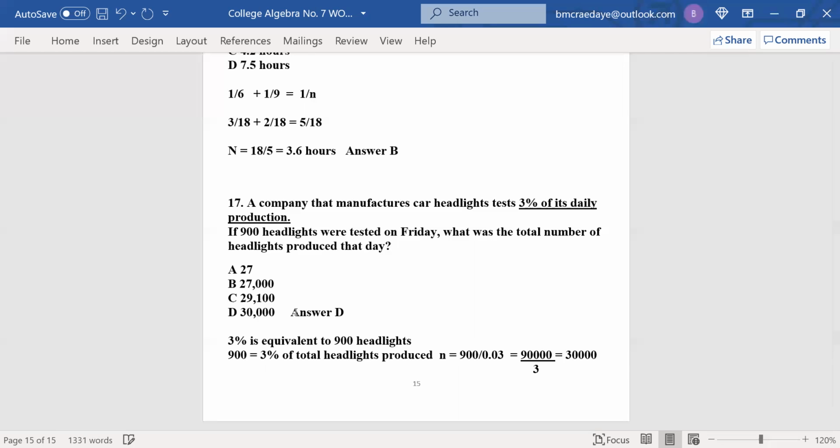Answer D. See, it can't be a small number because 900 is the number you tested, but that represents 3%. So you had to test out of a big total to get the 3% to be 900. So 30,000 were produced. 3% of the 30,000 gives you the 900 that were tested. And that's it for that worksheet.